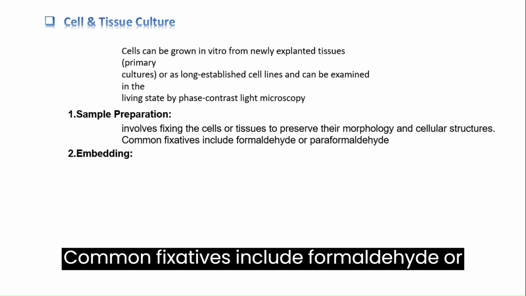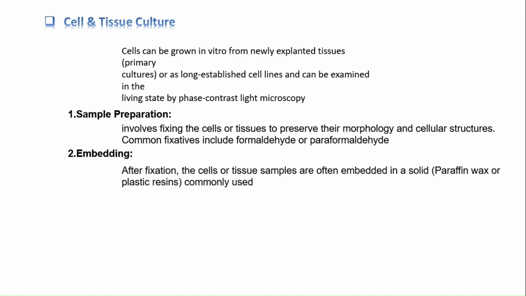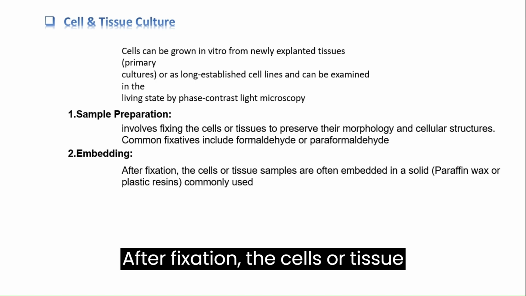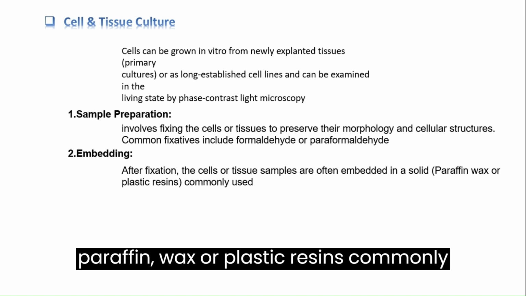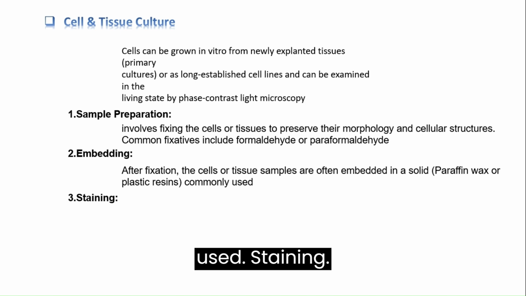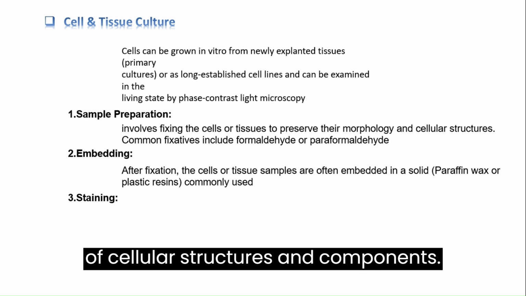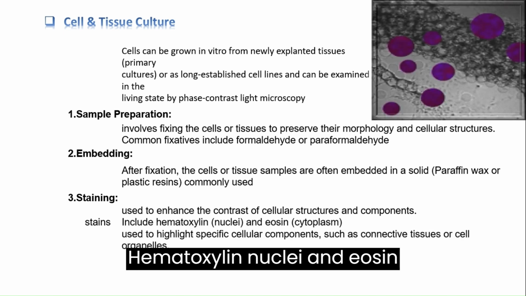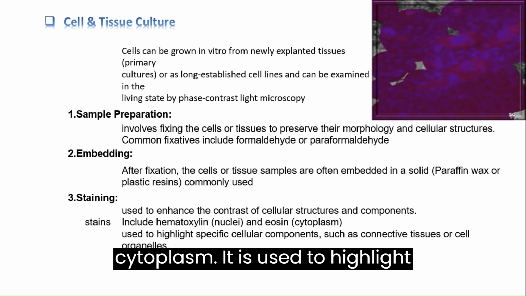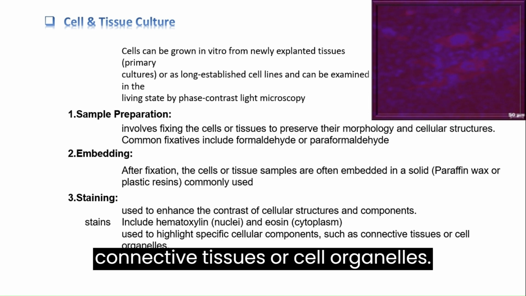Common fixatives include formaldehyde or paraformaldehyde. Embedding. After fixation, the cells or tissue samples are often embedded in a solid, paraffin wax or plastic resins commonly used. Staining. Staining is used to enhance the contrast of cellular structures and components. Stains include hematoxylin, nuclei, and eosin, cytoplasm. It is used to highlight specific cellular components, such as connective tissues or cell organelles.